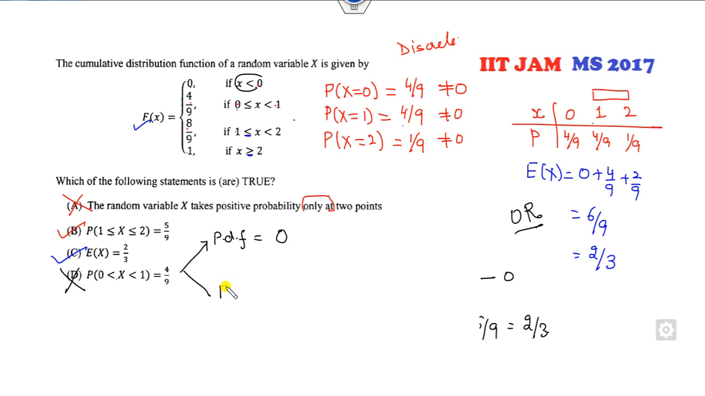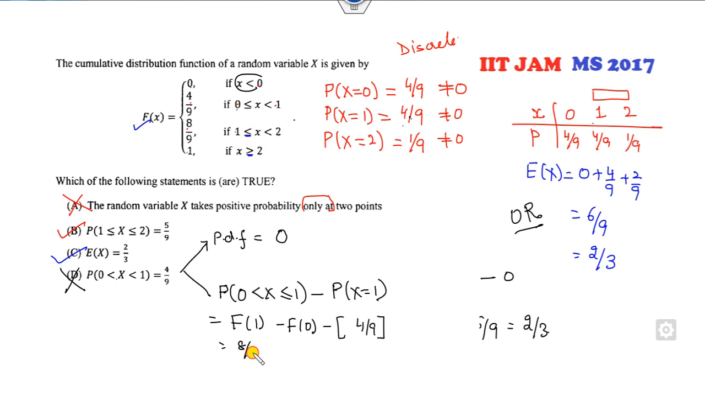But if you are using the CDF, because equality is not there, I have to write this quantity as F of 1 minus the probability at X equal to 1. This is F1 minus F0. The probability at X equal to 1 is 4 over 9. So F of 1, 1 is here, it's 8 over 9. F of 0, 0 is here, it's 4 over 9, minus 4 over 9. So you can see the answer is 0, but this is 4 over 9. Correct answers are B and C.